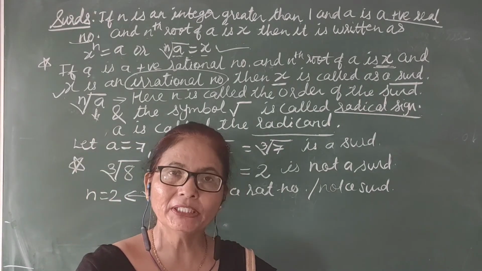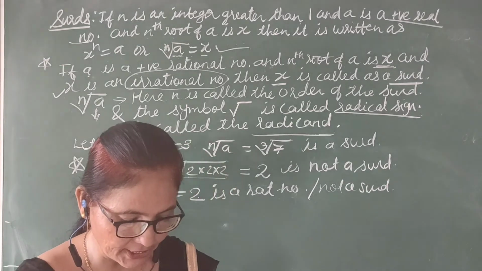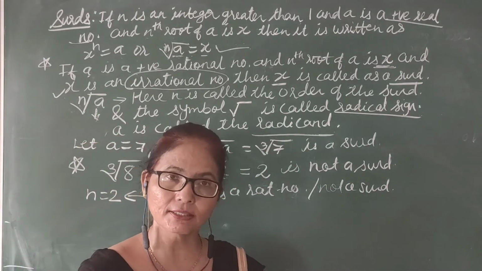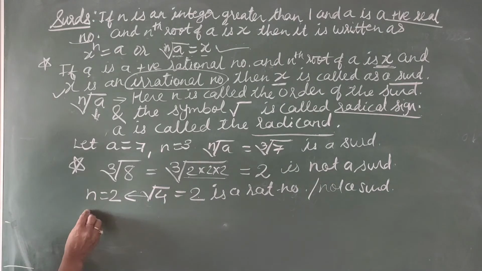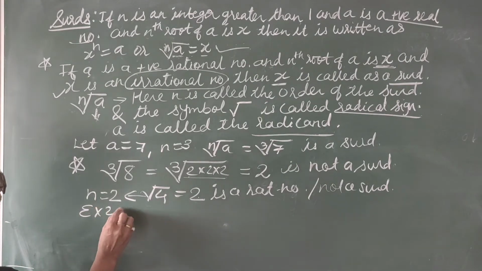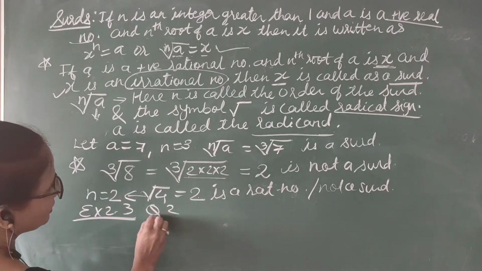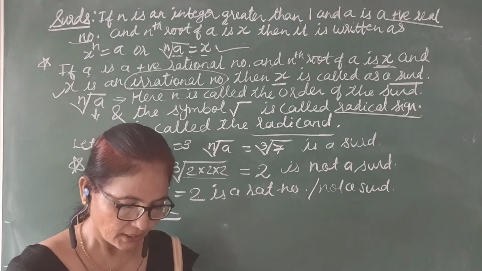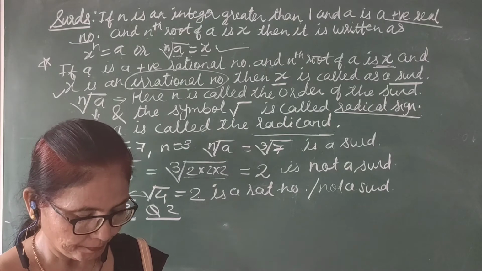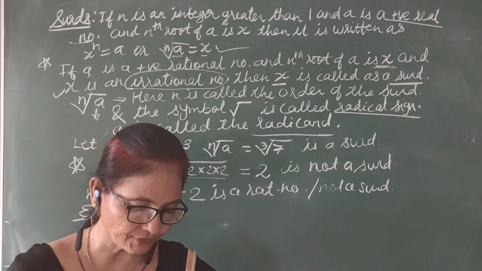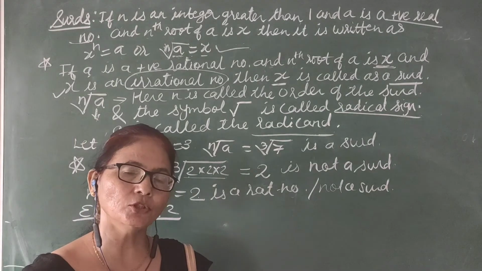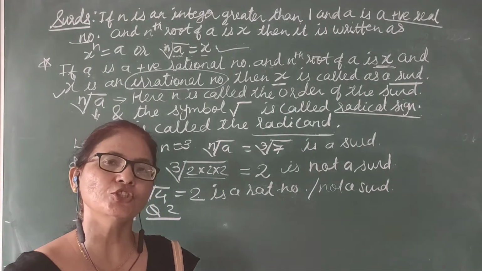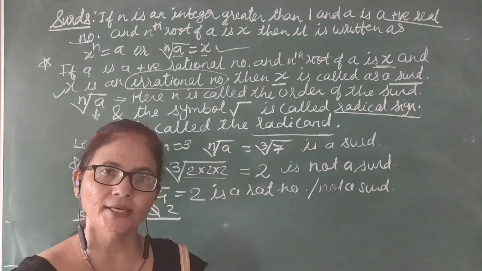Now see exercise 2.3, question number 2. State which of the following are surds, and justify. Question number 1 was to state the order, that's easy. Now the second is to state which of the following are surds and justify. Justify means if it is a surd, you have to give the reason why. If it is not a surd, then also you have to give the reason why.